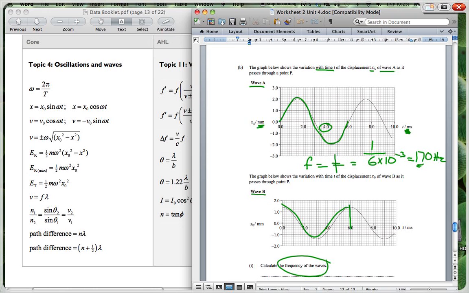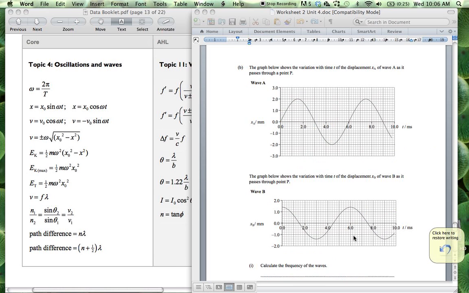But notice that these waves are out of phase by a certain amount. So here you've got a crest, and here you've got it at the equilibrium position. So they are partially out of phase. Okay, now just going down here a bit further on.